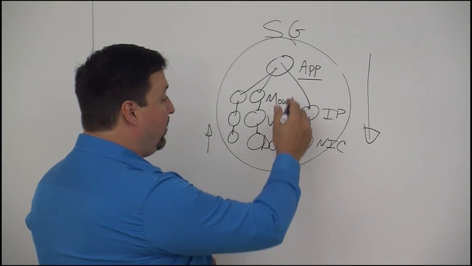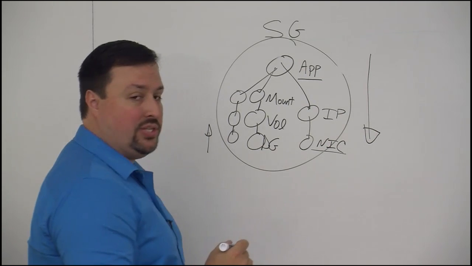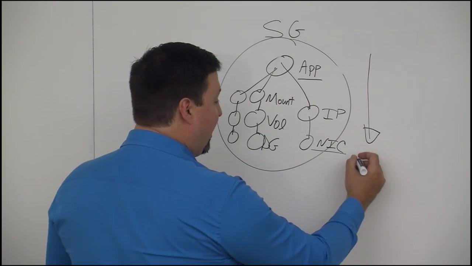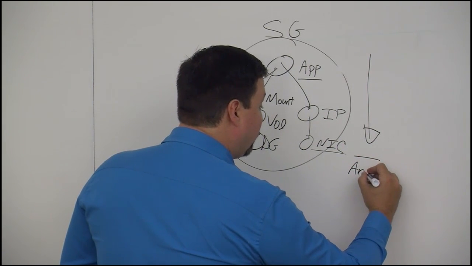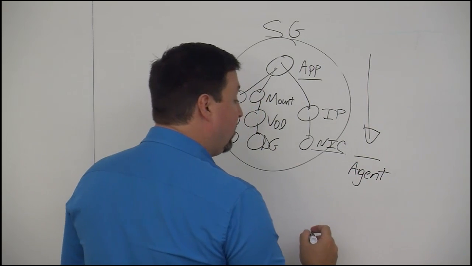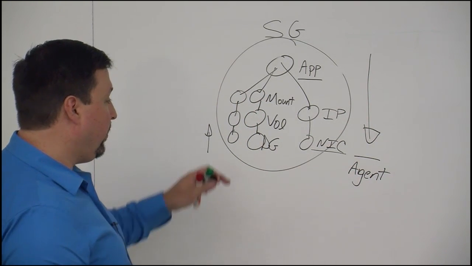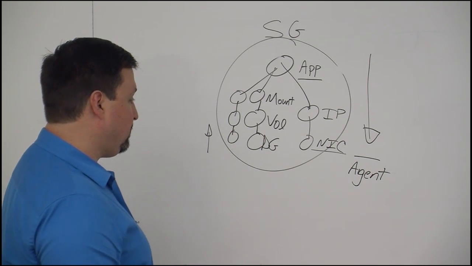So with each one of these resources, you have a way to manage that resource. So when you're looking at the NIC or the IP address, you have a series of scripts that control it. They're called agents. Agents are individual control for a specific resource type. So you have one agent per resource type.